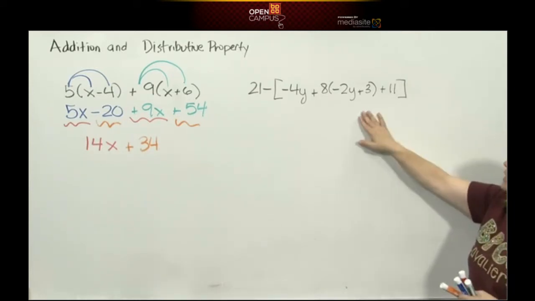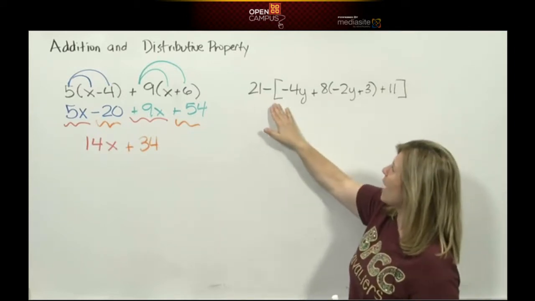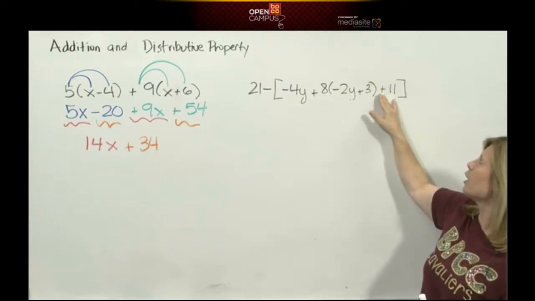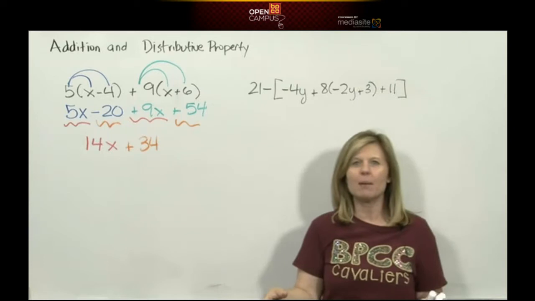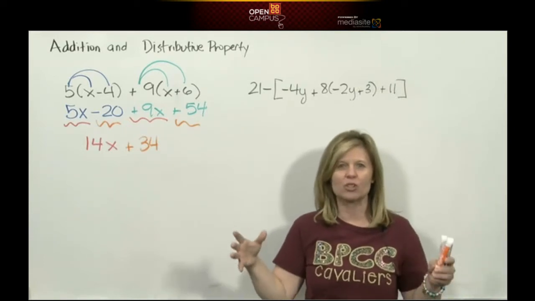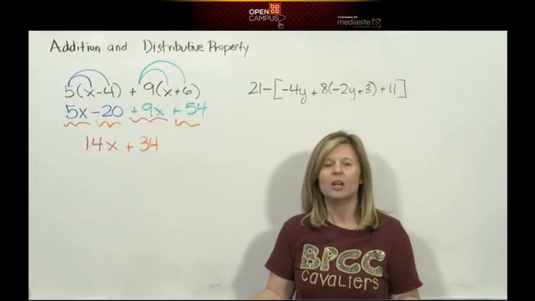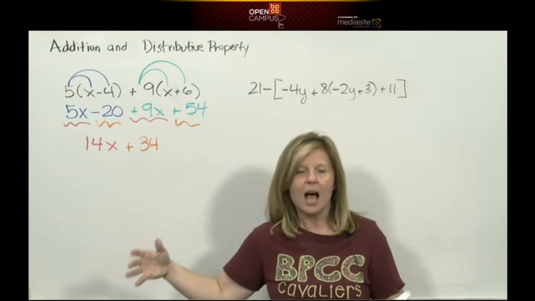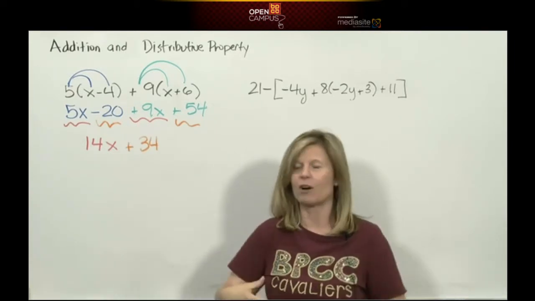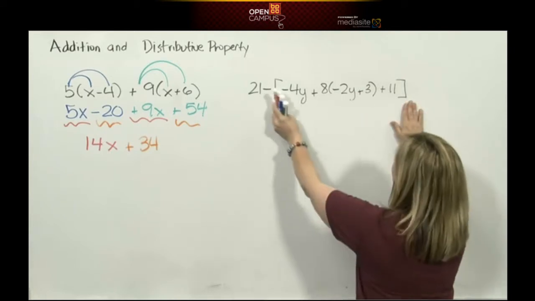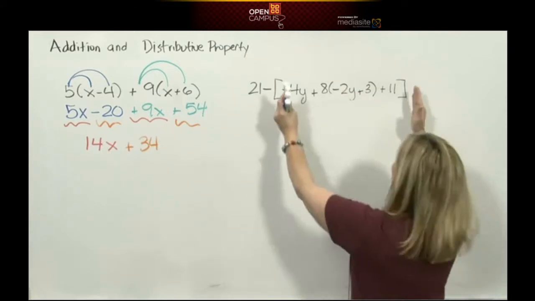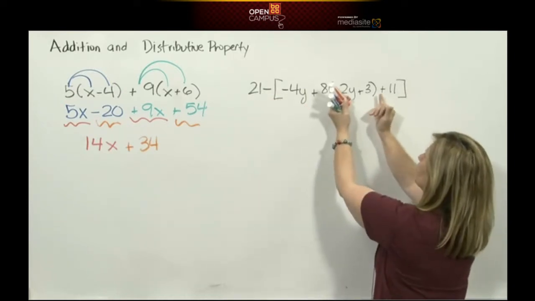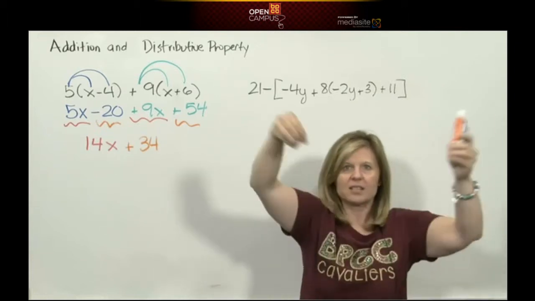Okay, let's look at one more example. So I have 21 minus bracket, negative 4y plus 8 parentheses, negative 2y plus 3, close parentheses, close bracket, plus 11. If you remember in math, parentheses and square brackets do the same job. They mean multiplication. The problem is, where do I start? Well, if I follow Please Excuse My Dear Aunt Sally, I'm supposed to start inside the parentheses first. Well, again, I have a bracket and a parenthesis. So I would start inside this bracket. And inside this bracket, I would start with the parenthesis. So it's kind of like you start from the inside out.